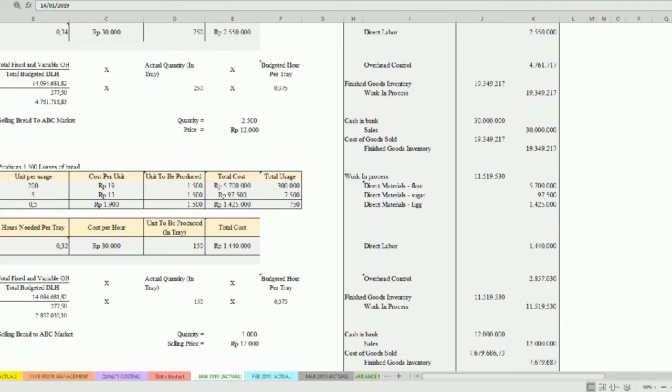And next, selling bread to ABC market. Quantity is 2,500. The price is 12,000. The journal will be cash and bank to sales, cost of goods sold to finished goods inventory.